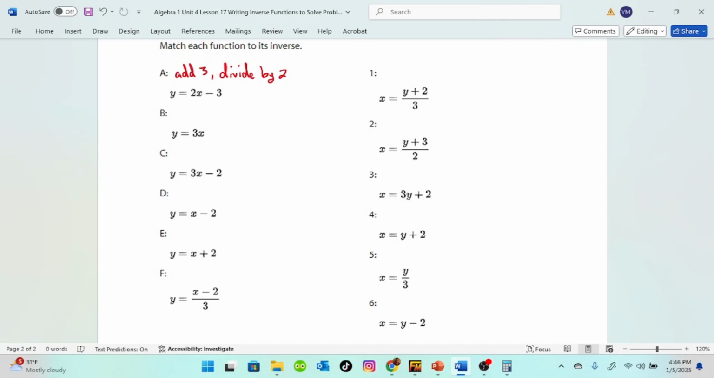So if we look at our choices on the right, we now want to find one where we have y plus 3 divided by 2. And the only place we have that is number 2. So A matches number 2.